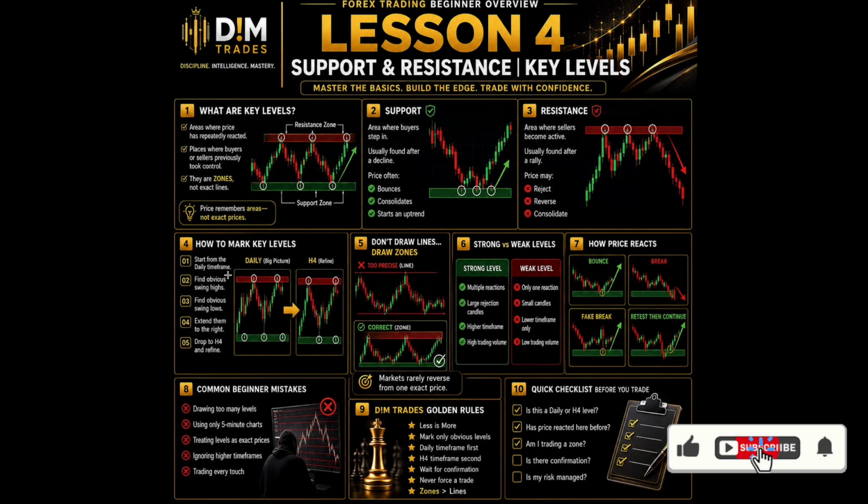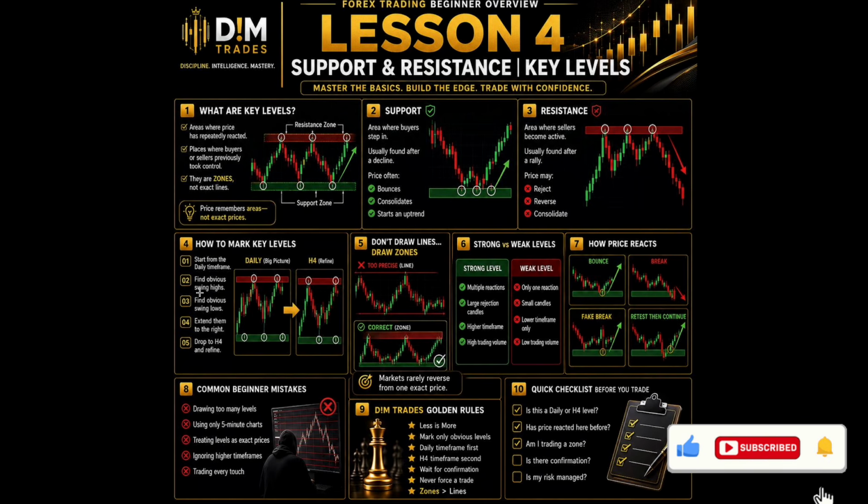Like, you're not looking at the bigger picture, what the major order flow of the market is. So I tend to go to the daily time frame and mark my key levels from there, because the higher your time frame, the more accurate your analysis, right? So I find obvious swing highs and swing lows. What are swing highs and swing lows? Swing highs and swing lows are areas where the market reversed, the turning point of the market.